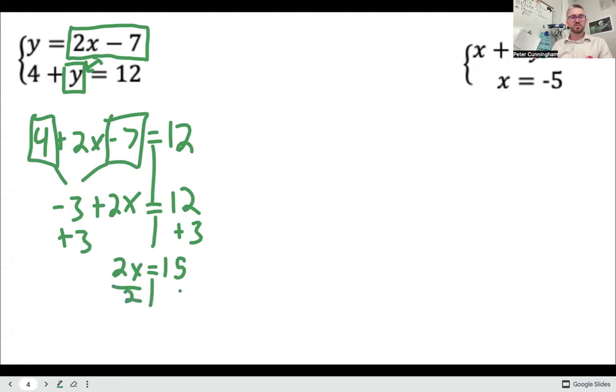Divide by 2 on each side. Boom. Divide by 2. Oh no, a decimal. Apologize to decimals. They're your friends too. Okay, so x equals 7.5. So I already have x.